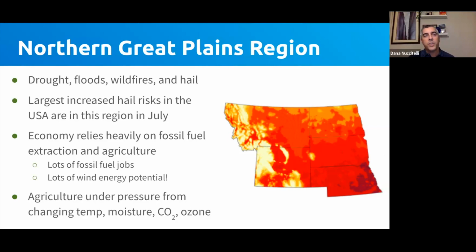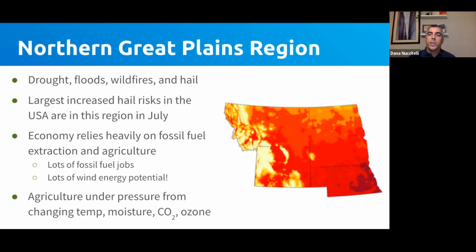The economy of this region relies heavily on fossil fuel extraction and agriculture. And so, as we transition away from fossil fuels, there is a concern of the loss of a lot of fossil fuel jobs in the region. But the good news is that this region also has lots and lots of wind energy potential. So there could potentially be a transition of workers if we can retrain workers to work in that region, and just switch the economy to a cleaner one. That's, of course, easier said than done, but we would like to see some programs to help make that happen.